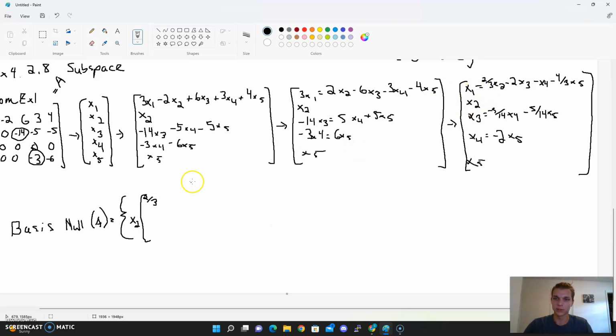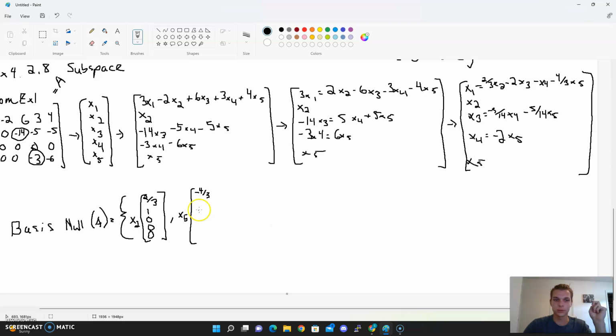For x2, there's one x2 in this row, so we'll do 1. There's no x2s in the equation to solve for x3, so we'll do 0. Same for x4, it'll be 0, and same for x5, it'll be 0. So that's halfway done. We'll do a comma. And then in terms of x5, since that's our second free variable, how many times is it in the first row? It'll be minus 4 over 3.